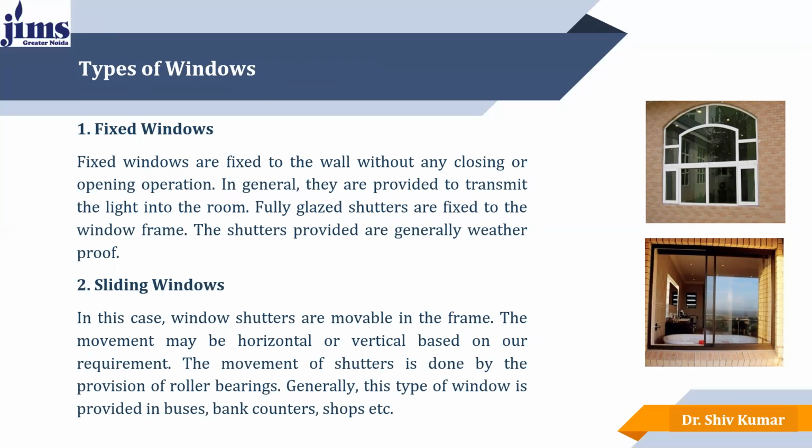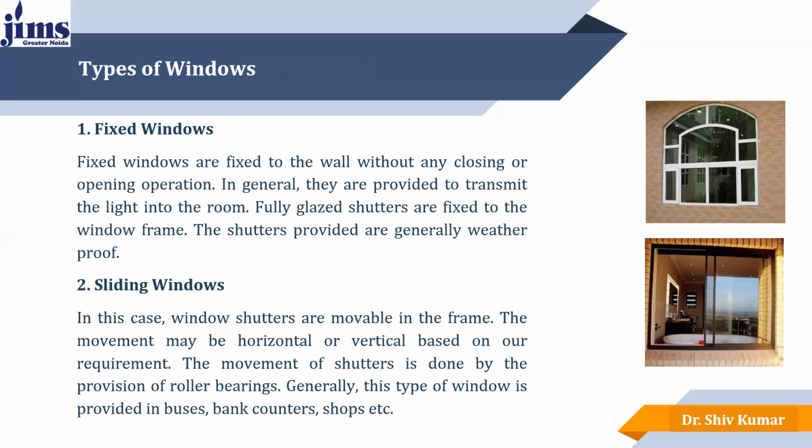The first one is the fixed windows. Here you can see in the first image the view of a fixed window. The fixed windows are fixed in the wall without any closing or opening operation. In general, they are provided to transmit light into the room. Fully glazed shutters are fixed on the window frame. The shutters provided are generally weatherproof because there may be rain, so they should be waterproof.